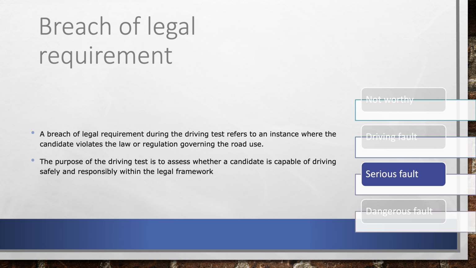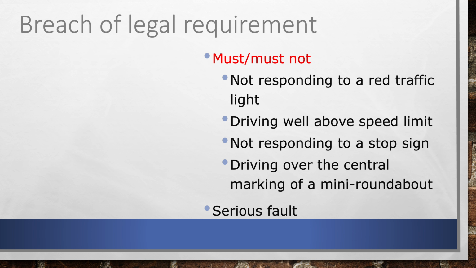Now, if there is a breach of legal requirement, this is quite easy. This is quite black and white here. A breach of legal requirement during the driving test is where the candidate violates the law or regulation governing road use. The purpose of the driving test is to assess if the candidate can drive within the law. So, some examples of this: not responding to a red traffic light, driving well above the speed limit, failing to stop at a stop sign, maybe driving over the central marking of a mini roundabout. That would be an automatic serious fault.